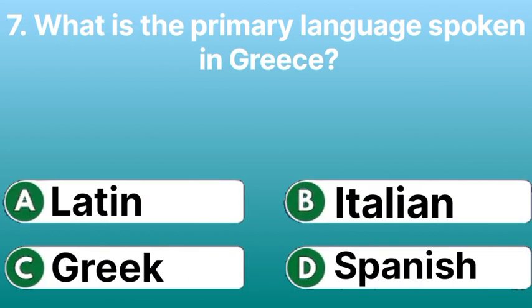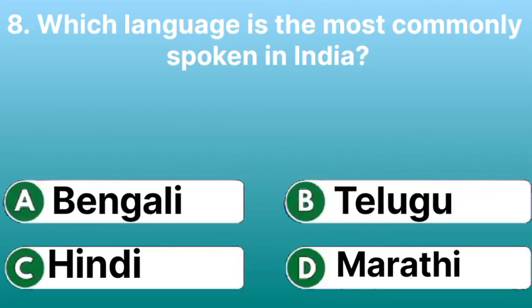Question 7. What is the primary language spoken in Greece? A. Latin. B. Italian. C. Greek. D. Spanish. Answer C. Greek.